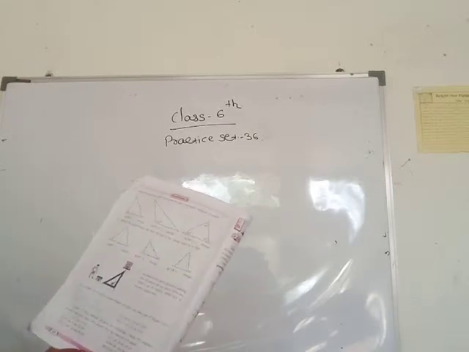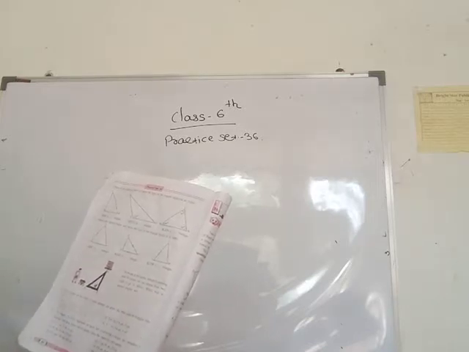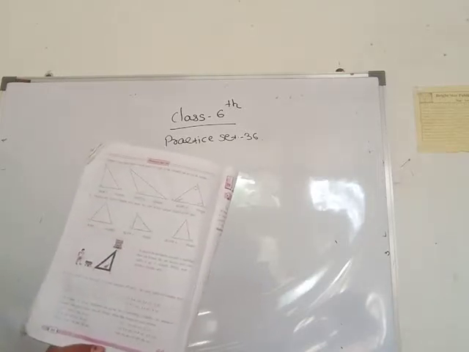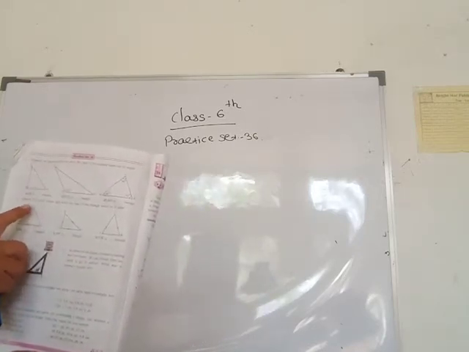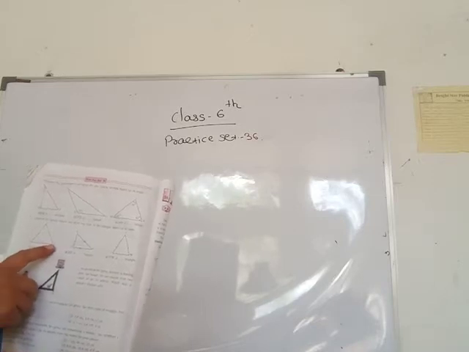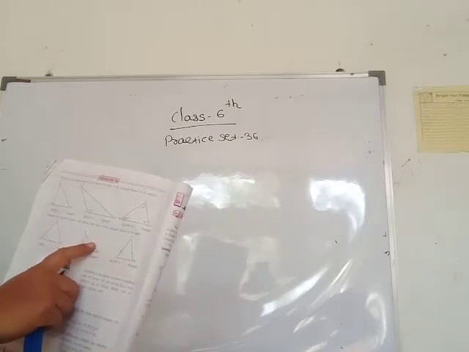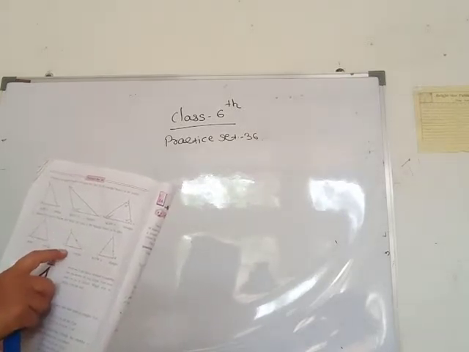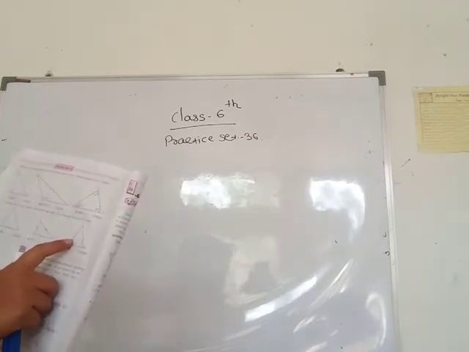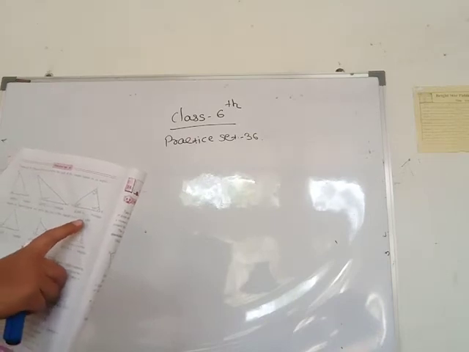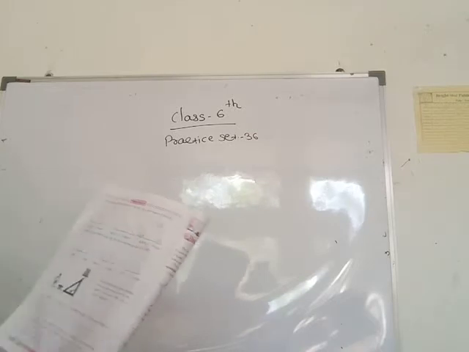Then the second question: observe the figures below and write the type of triangle based on its sides. In the first figure, three sides are equal. Therefore triangle ABC is an equilateral triangle. In the second figure, three sides are different. Therefore triangle DEF is a scalene triangle. In the third figure, two sides are equal. Therefore triangle UVW is an isosceles triangle.